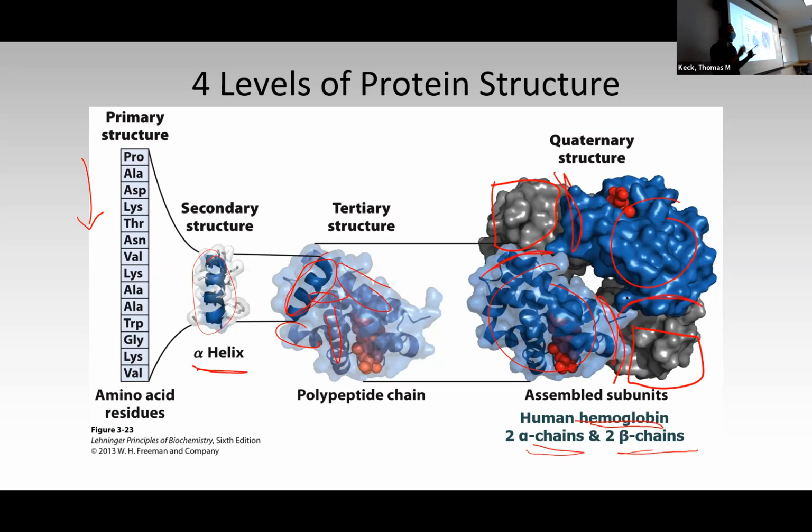And that'll be stuff that we'll talk about in a few weeks, about how those interactions between different proteins really, really matter for the overall function of hemoglobin. Okay?